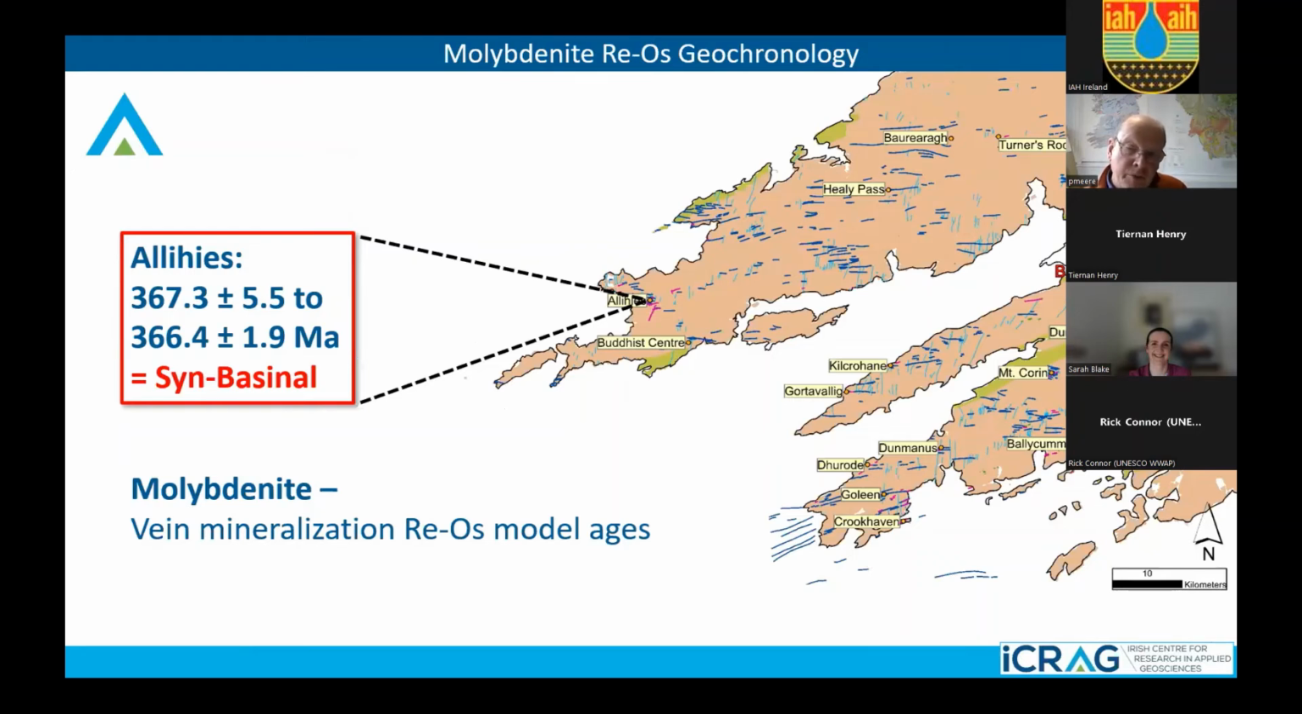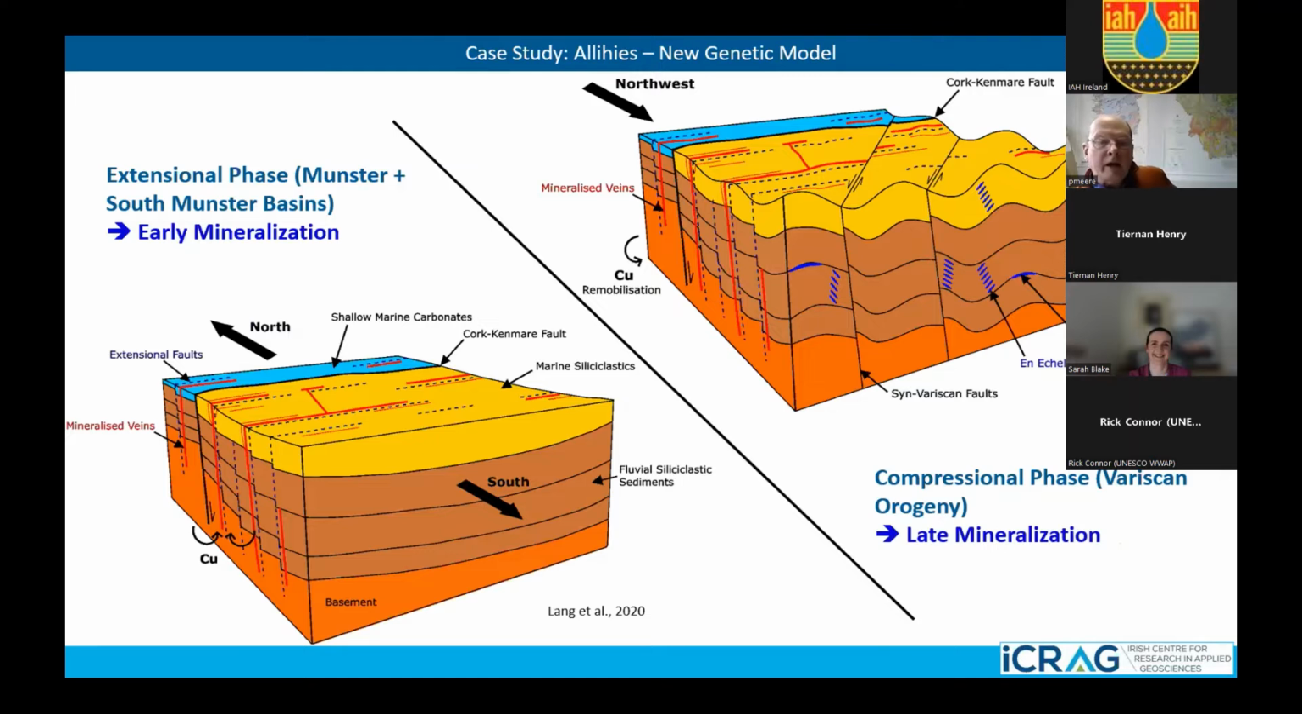rhenium-osmium dates from those early veins, and we were delighted because the structural story was pointing strongly at an early age for these. When we actually dated the stuff, we were coming in at 367, 366. This is bang on Sin extension, Munster Basin extension at that. So we were very happy with that. It was a nice confirmation of what the structure was telling us. So we had a total rethink, I suppose, and I'm not going to dwell too much on this. I'll come back to this slide again later, just to give it as an overview.